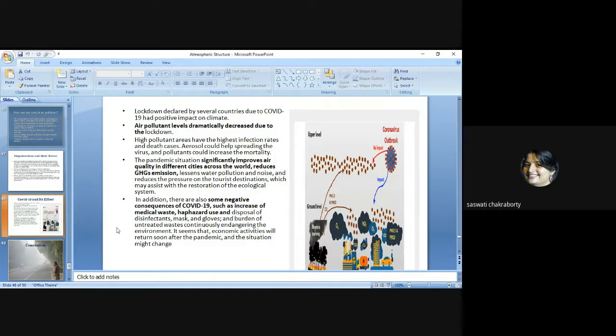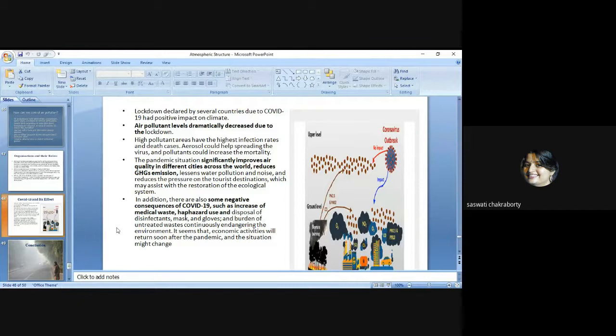So it was just like a scale. On one side, pollution decreased due to the lockdown effect, and on the other side, that was balanced out by the haphazard use and disposal of medical waste, disinfectants, masks, and all those things. So at ground level, although pollution decreased, at a higher level it didn't have that much effect. The effect was not that prominent.